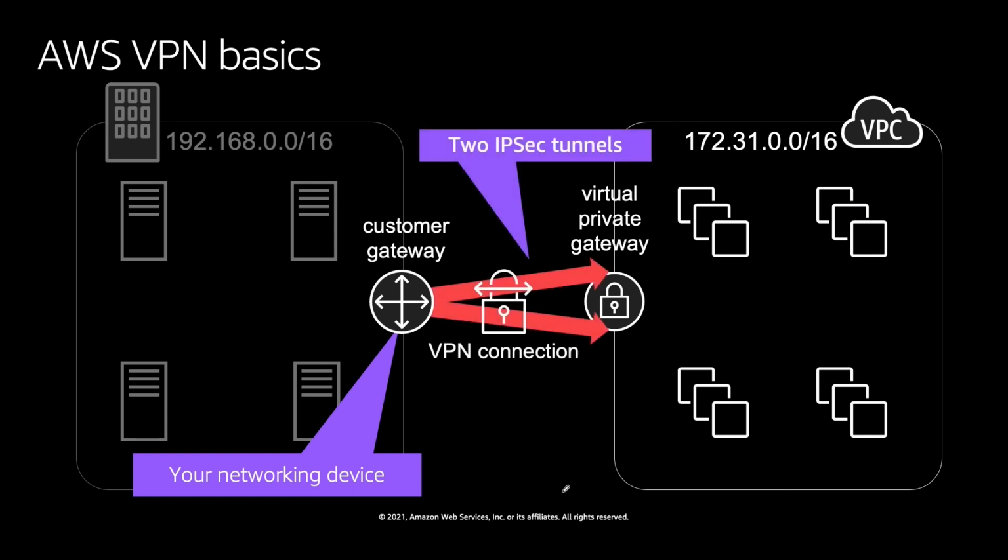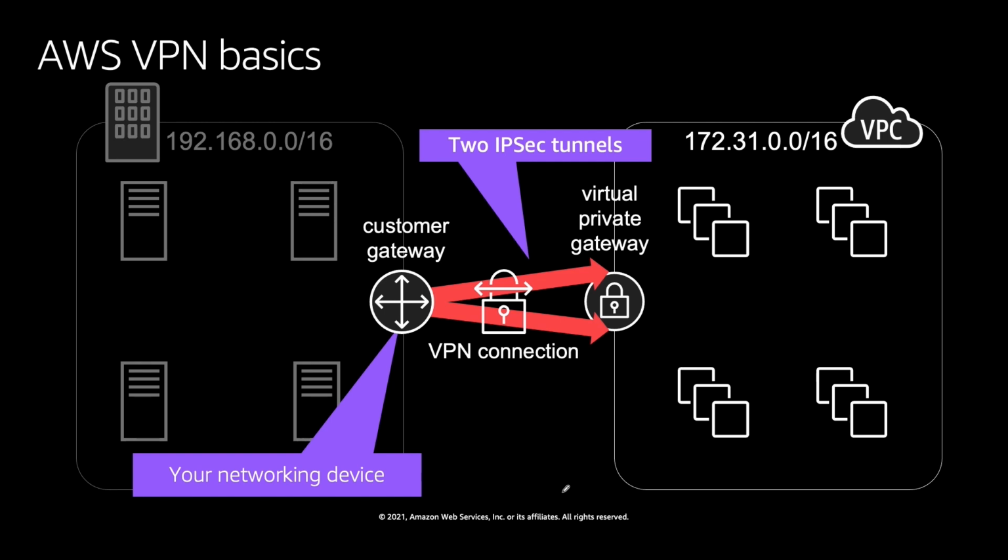And then you create a VPN connection, and this creates two IPsec tunnels. Now, why two IPsec tunnels? This is because we create two separate VPN termination endpoints in two different availability zones for high availability. Right, so this is very important. We are creating this for high availability, so that we get two different endpoints.